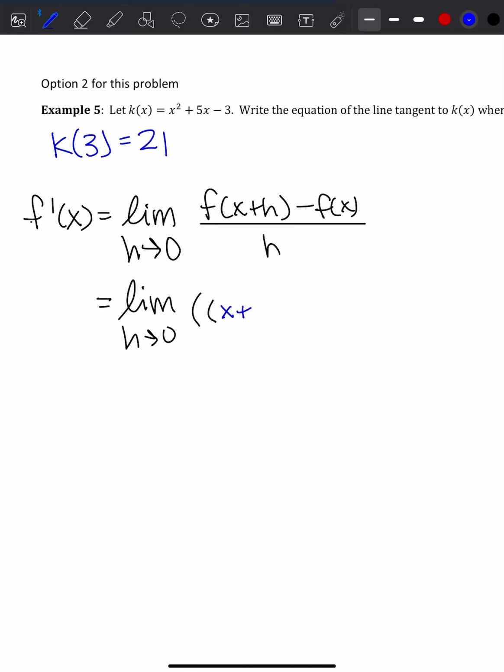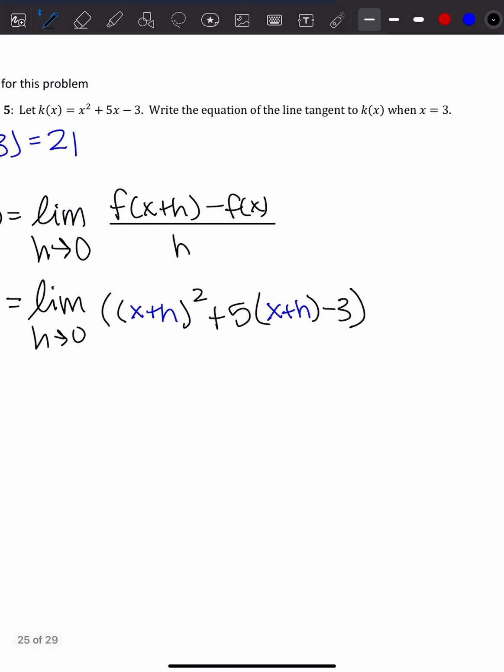So I have x plus h squared plus 5 x plus h minus 3. I also need to subtract f of x, so I'm just going to write everything that we have here. X squared plus 5x minus 3. This is all being divided by h.